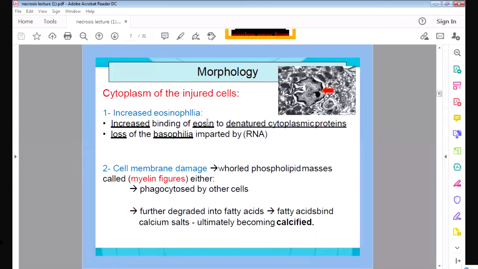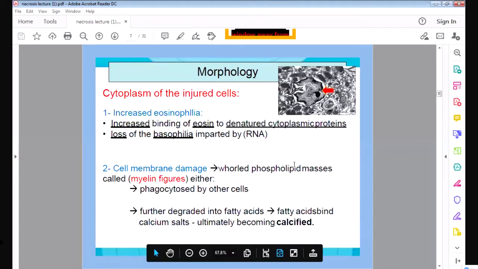So this eosin stain will bind to the damaged protein inside the cell, and it will give a pink color. That is, pink color means increased eosinophilia. And also there will be cell membrane damage. So what will happen to the organelles? There will be whorled phospholipid masses.